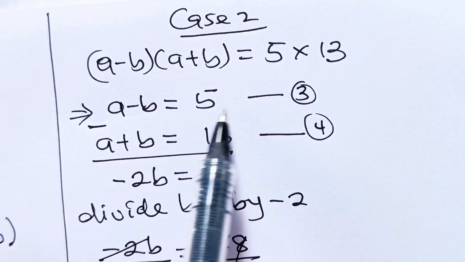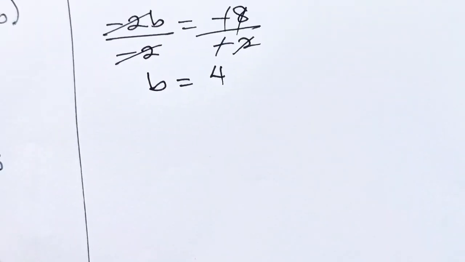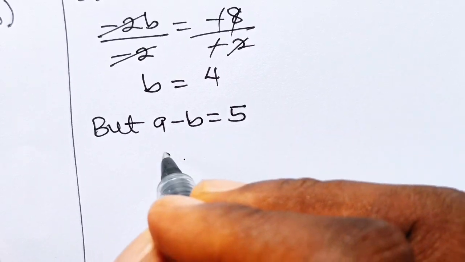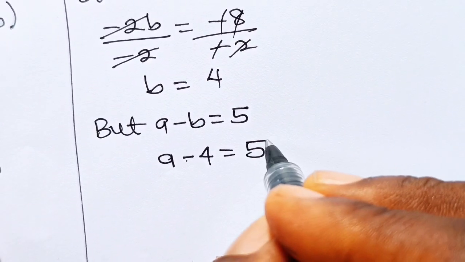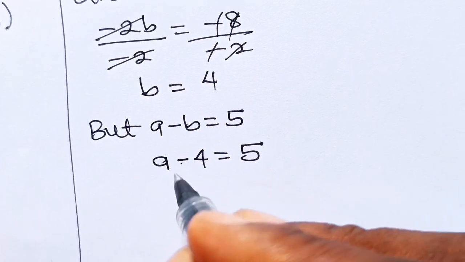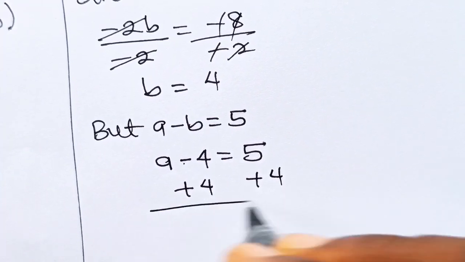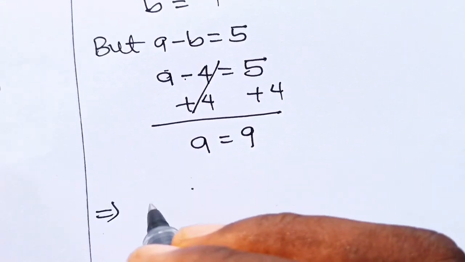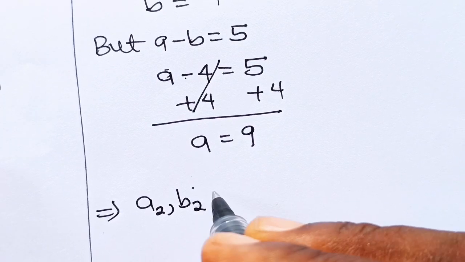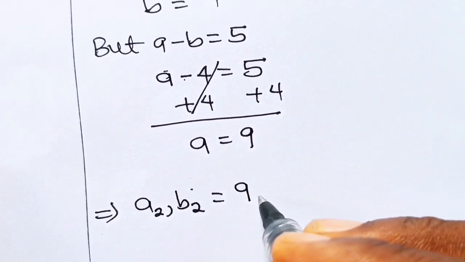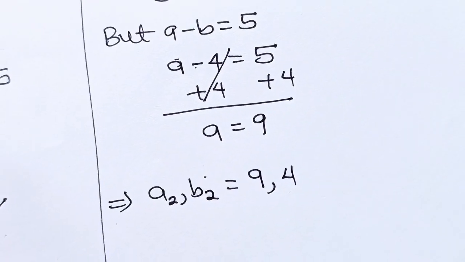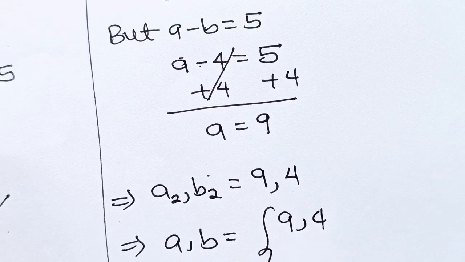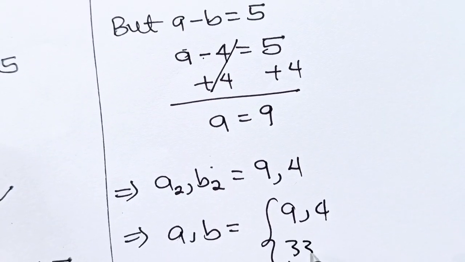Now from equation 3, a minus b is equal to 5. So it means that a minus 4 is equal to 5. Now let's add 4 to both sides, so we have plus 4 here and plus 4 here. We cancel this, and we have a is equal to 9. So this simply means that the second a and the second b should be equal to 9, 4. So this implies that a, b is going to give us 9, 4 and 33, 32.